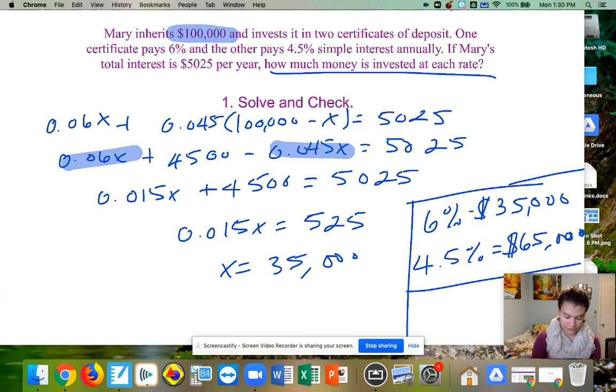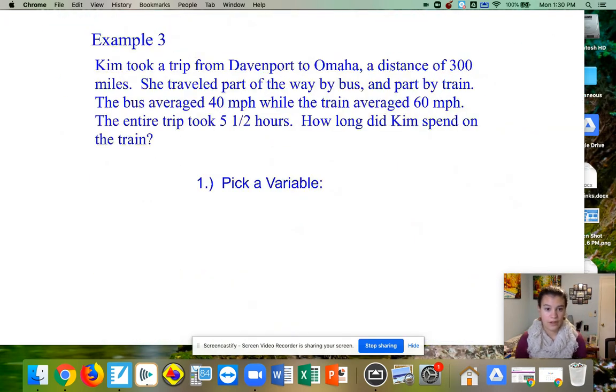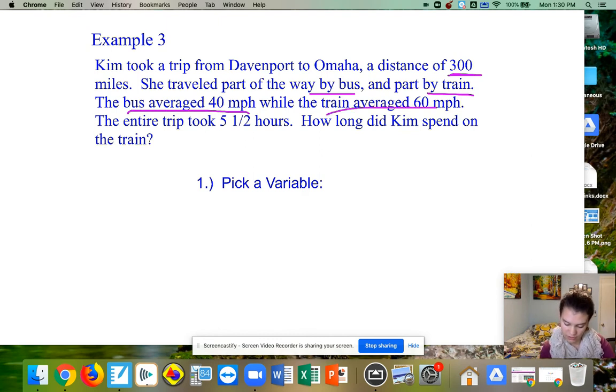All right, we'll do one more. So here, Kim took a trip from Davenport to Omaha. The distance is 300 miles. I'm going to switch colors so I don't have blue on blue. She traveled part by bus, part by train. So two chunks or modes of transport. On the bus, she averaged 40 miles per hour, and the train was 60 miles per hour. Total, it took 5.5 hours. Our question then is, how long did Kim spend on the train?